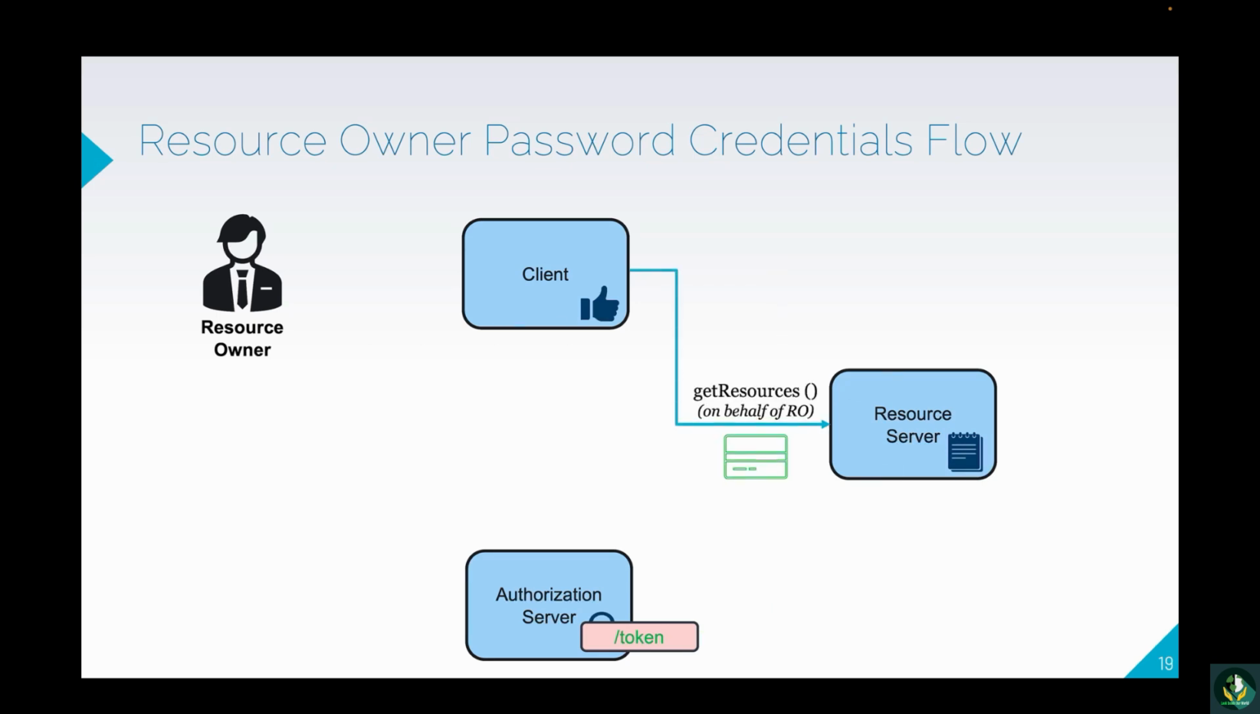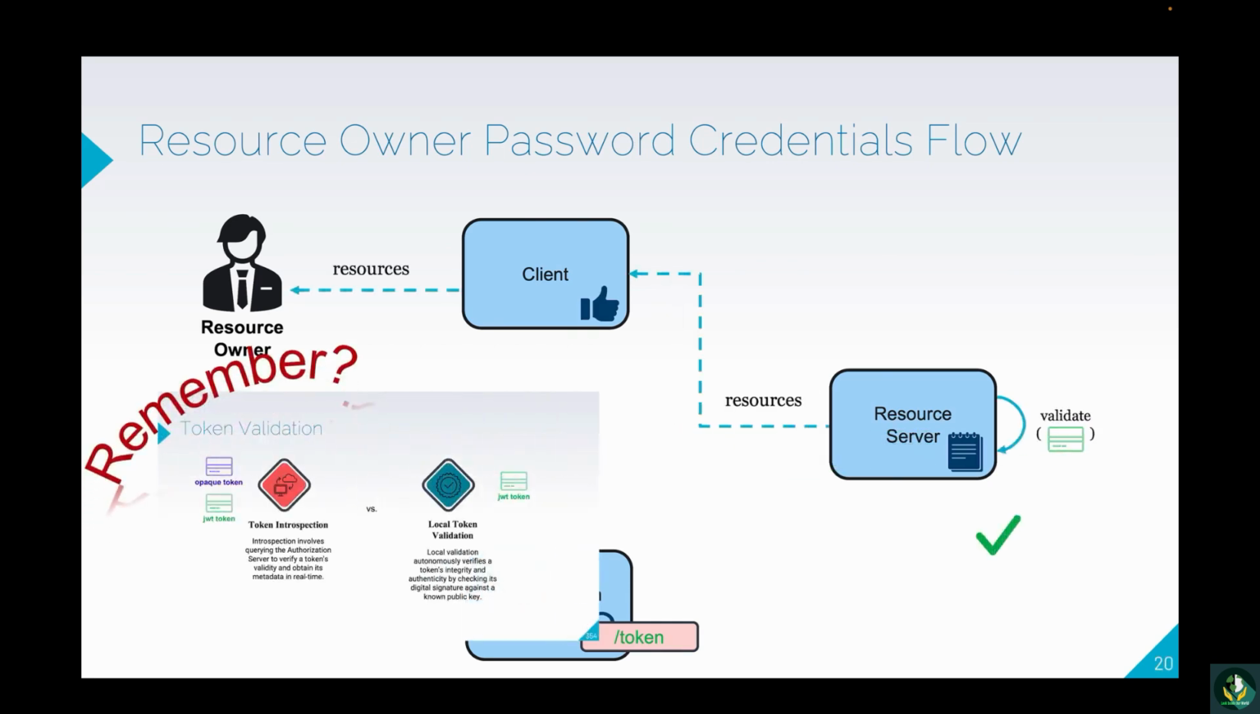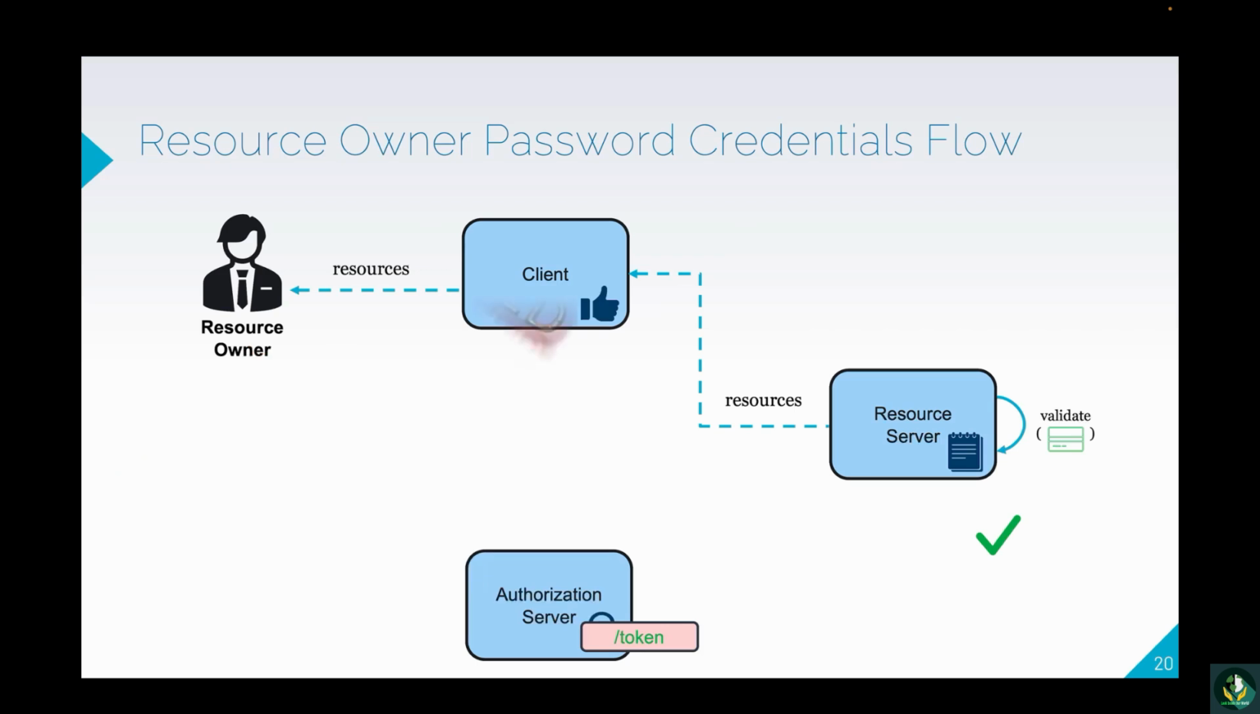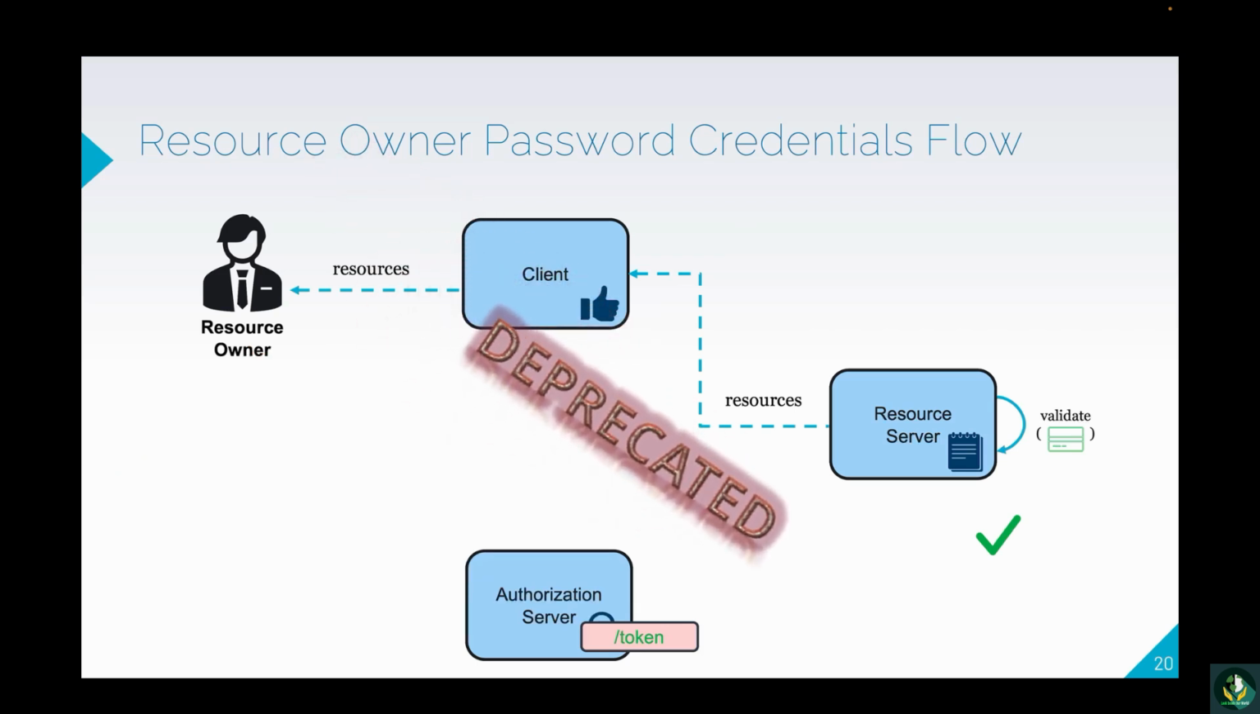From here, the process is like other flows. The client uses the access token to access the resource owner's resources from the resource server. The resource server validates the token and provides the requested resources. However, while this flow works, it is officially deprecated in OAuth 2.1 due to the security risks it presents. Many identity and access management components still support this flow because of specific legacy cases, but it's crucial to be aware of the risks involved.